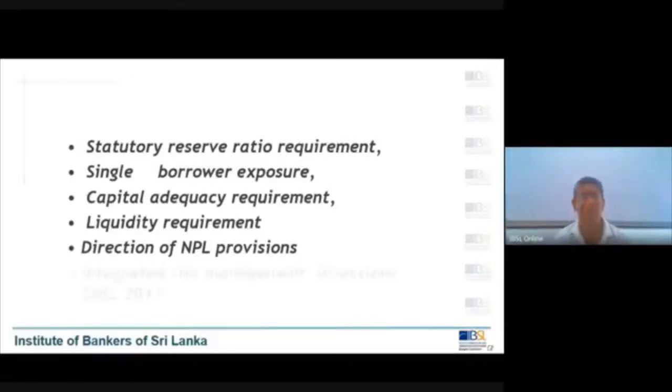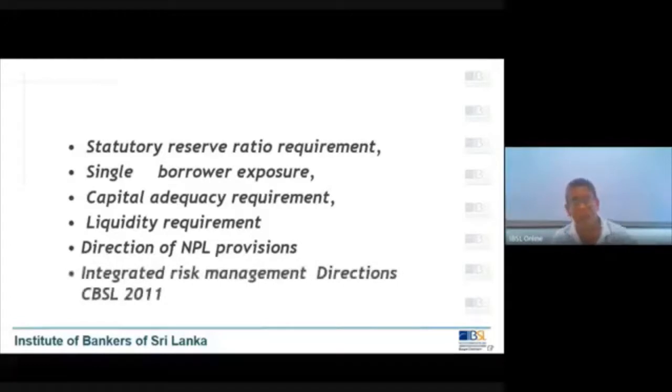And apart from that, the central bank also introduced directions to banks. Banks must maintain an integrated risk management framework in their bank. So banks need to identify what risks they are going to face, how to mitigate those risks, and things like that, right?